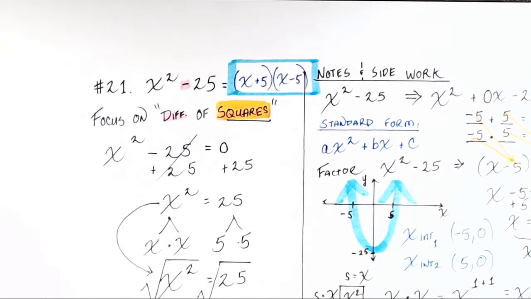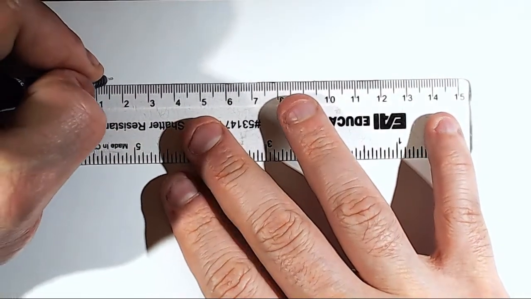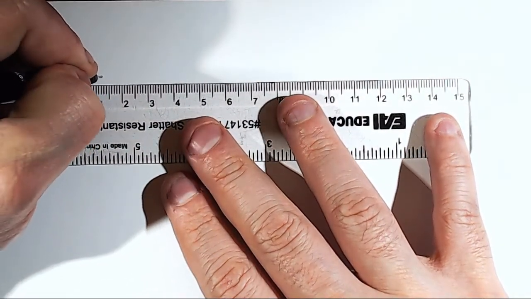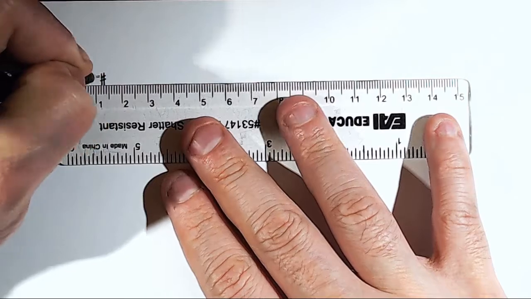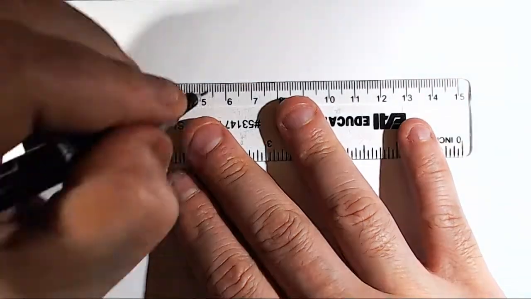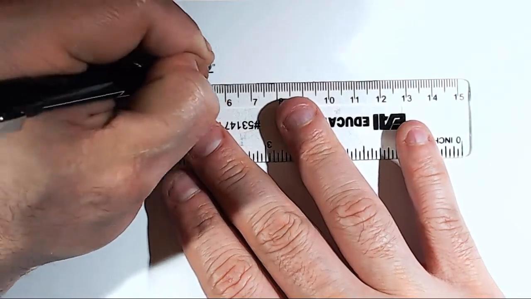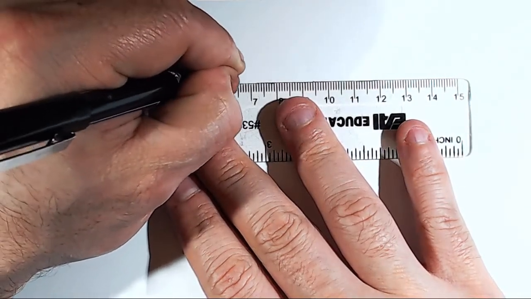Okay, now let's look at another one. Let's look at x squared minus 49. So this is number 22. X squared minus 49.